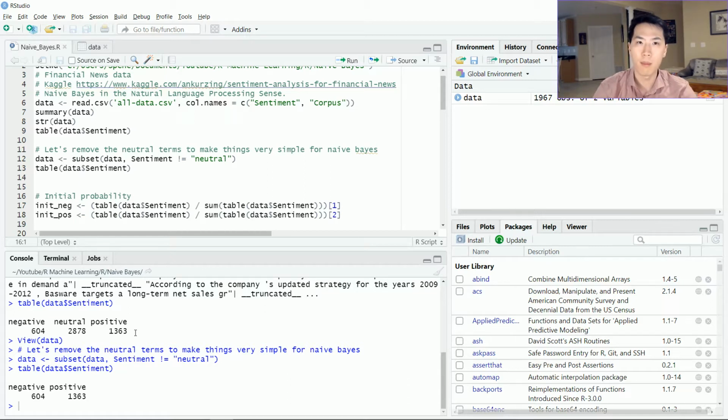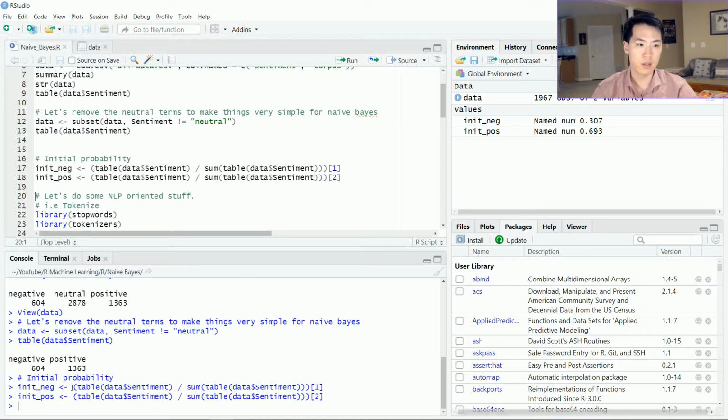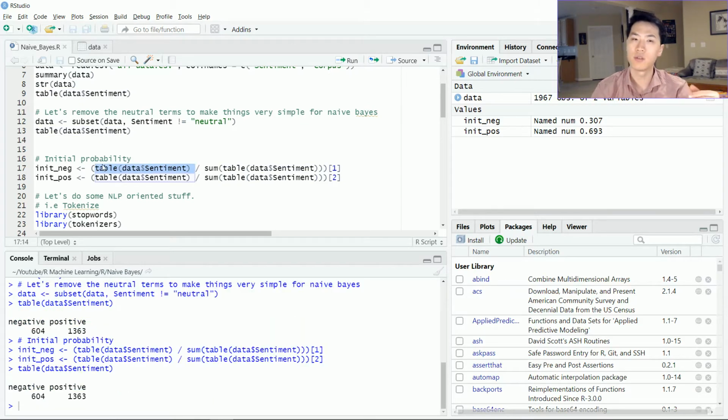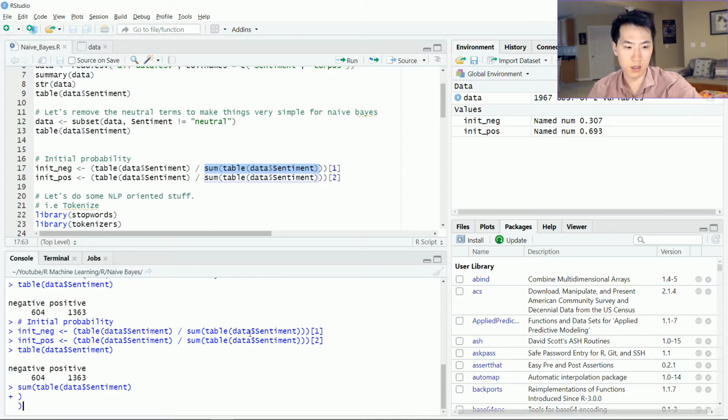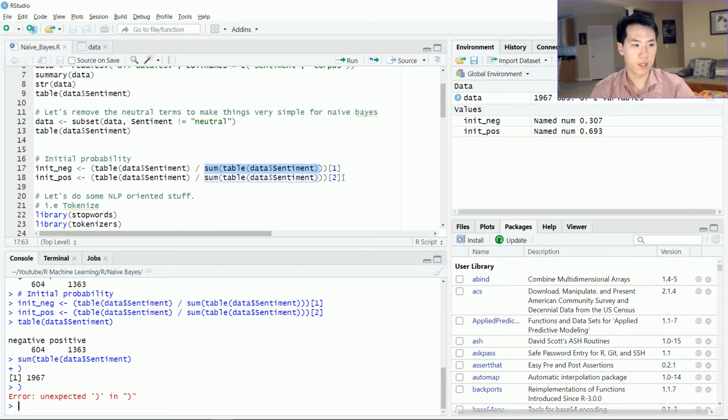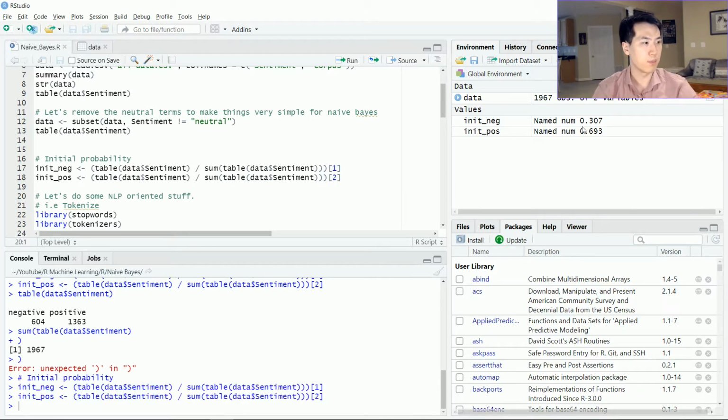Following the roadmap that I laid out earlier in this video, for the initial probability, I calculated the initial negative and initial positive. All I'm doing is calculating the table first, which is just separating out the positive and negative classes, summing them all up, and then summing up the total number of classes all together. So that's my total number of observations, 1967. So it's going to be dividing by the sum for each one of these observations. So negative over 1967 and positive over 1967. And I essentially just split them up into an initial probability for negative and positive, where we have 0.307 for negative and that number for positive.